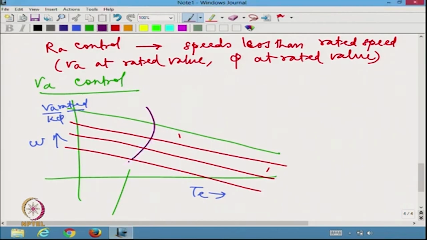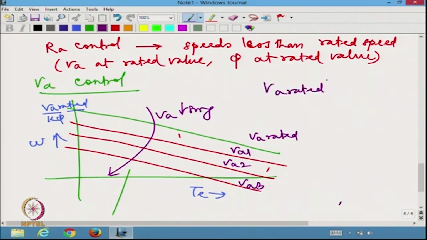So, I am going to have this as the VA decreasing direction. So, maybe this is at VA rated, this is at VA1, this is at VA2, this is VA3. So, I will have VA rated greater than VA1, greater than VA2, greater than VA3, and so on. So, as I decrease the voltage, if I try to look at a particular operating point, maybe this is TE1 at which the machine is operating.